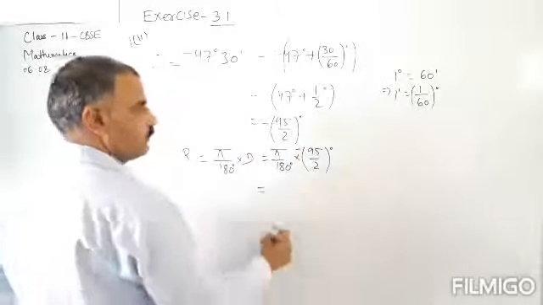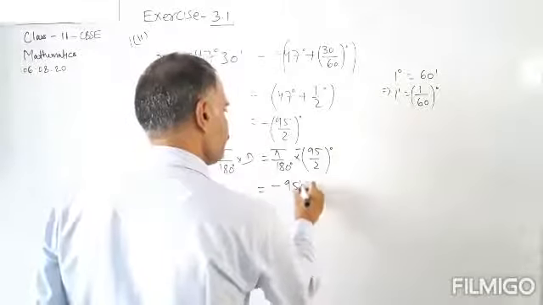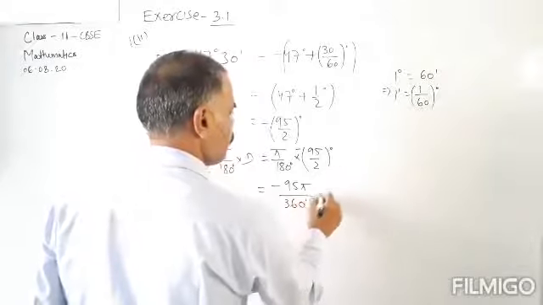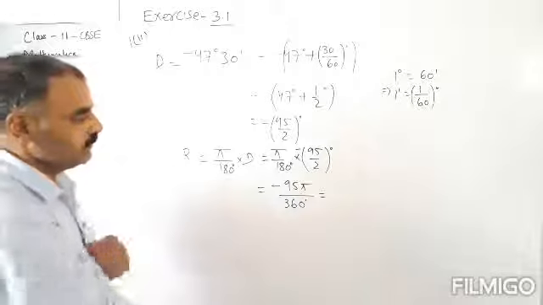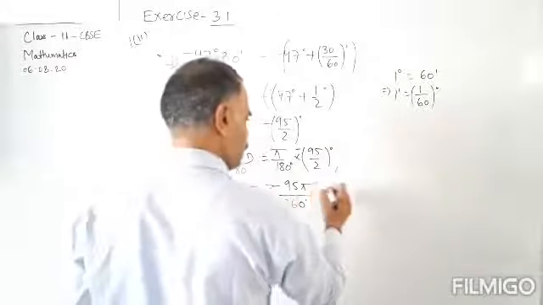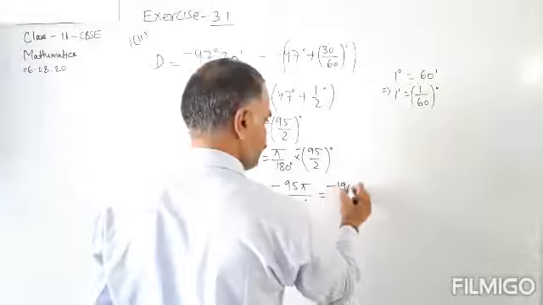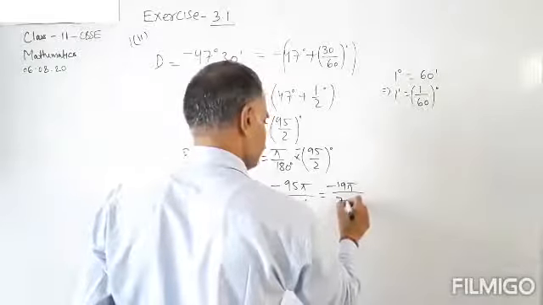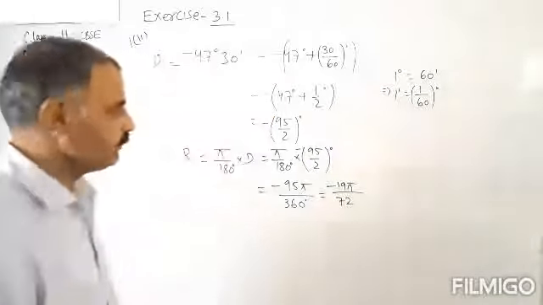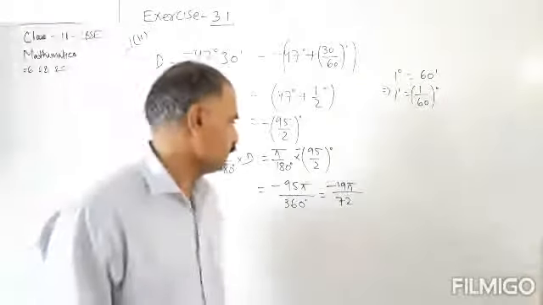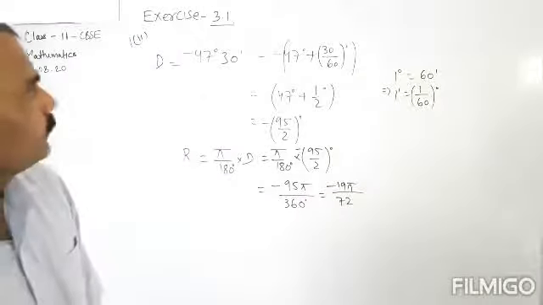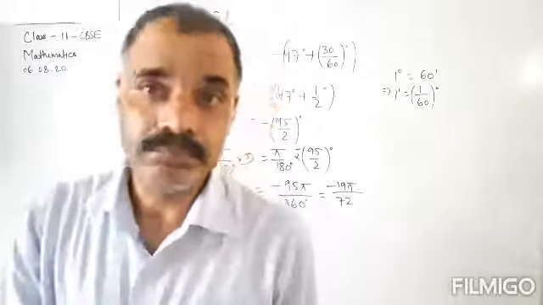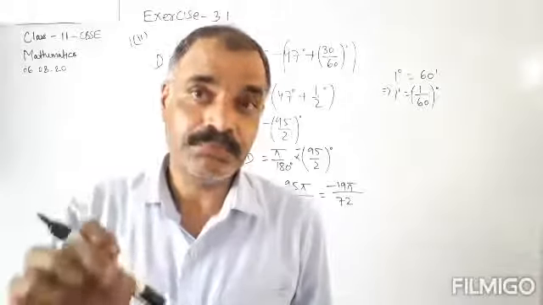So this equals minus 95 pi upon 360. Now we can simplify this. After cancelling by 5, we get minus 19 pi upon 72. Minus 19 pi upon 72 is the radian measure. This is the radian measure, and this can be further solved.